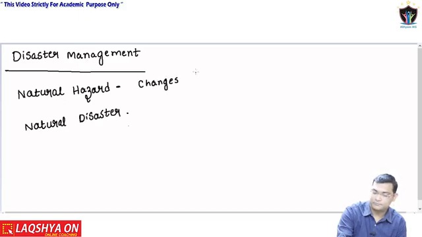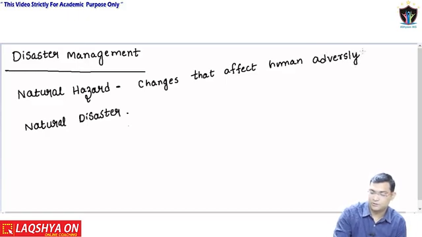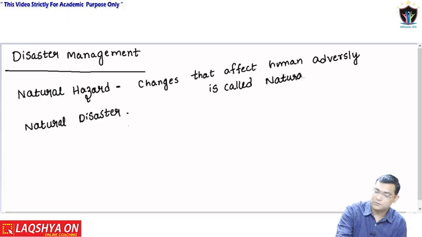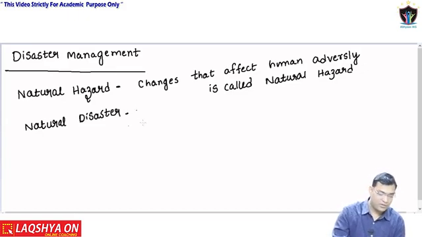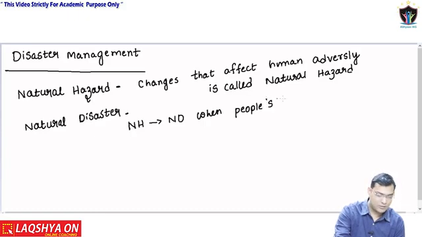Changes that affect humans adversely are called natural hazards. Disasters are nothing but natural hazards. A natural hazard becomes a natural disaster when people's lives and livelihood are destroyed.